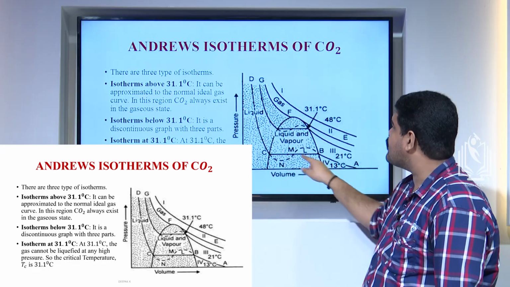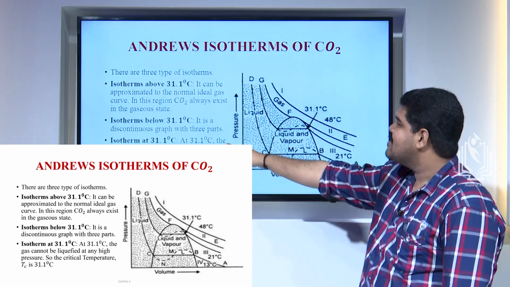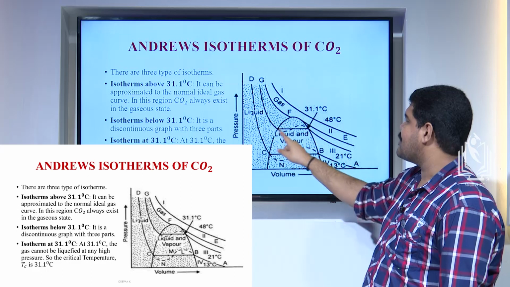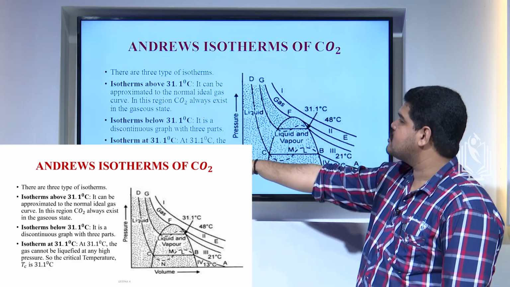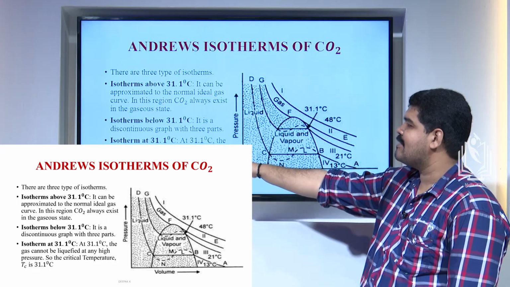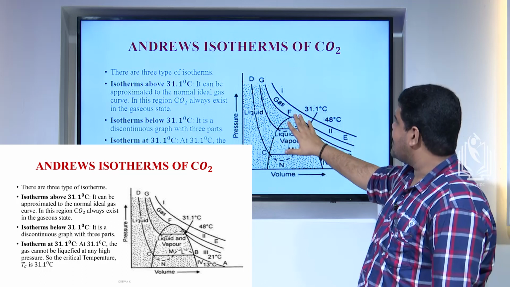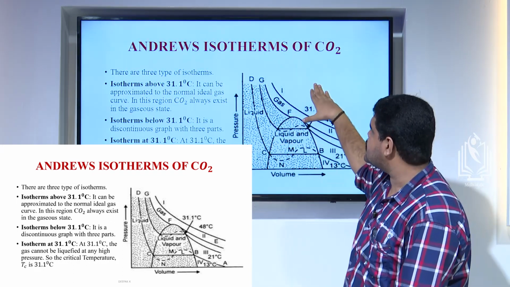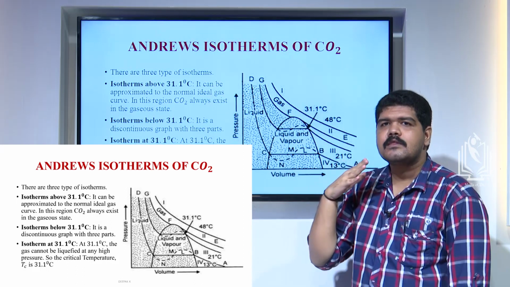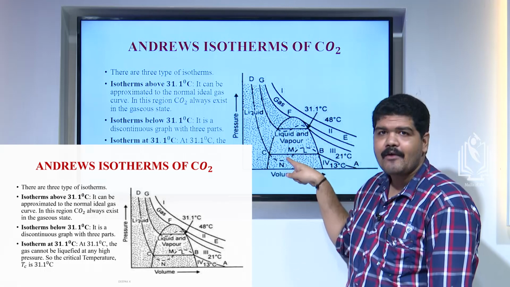For isotherms below 31.1, you have three areas, and at the isotherm of 31.1, the gas cannot be liquefied at any high pressure. So, the critical temperature Tc is 31.1. This is the maximum temperature at which you can liquefy the gas, and above that temperature you can't liquefy the gas. So, there is only gaseous carbon dioxide in that area, and below that you can have liquid carbon dioxide.